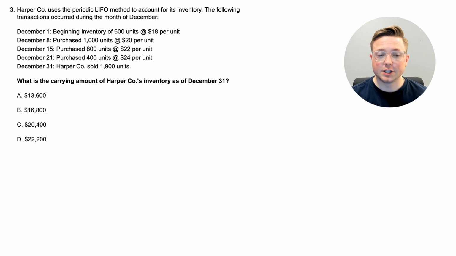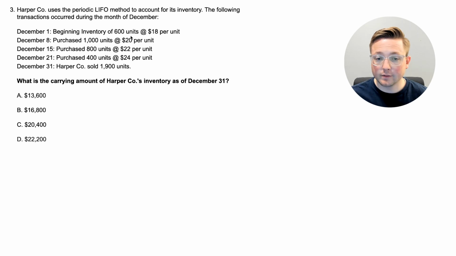All right, here we are at question 3. As always, read the last part. What is the carrying amount of Harper Co.'s inventory? Okay, again, we know that we're doing that for this video, but let's see what we have to do. Harper Co. uses the periodic LIFO method, so that's different than the perpetual that we looked at before, to account for its inventory. Following transactions occurred during the month of December.